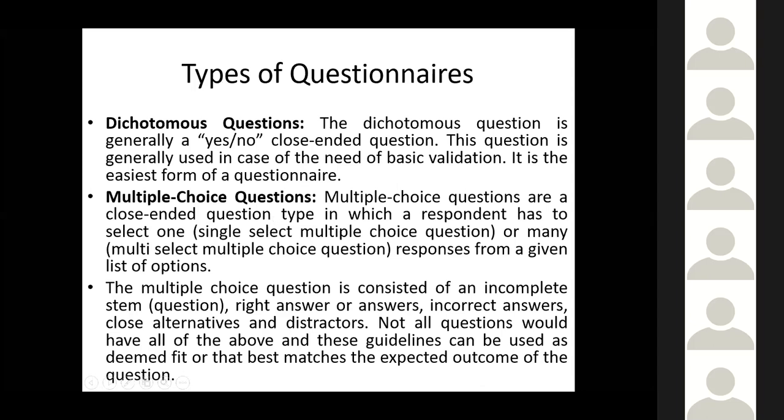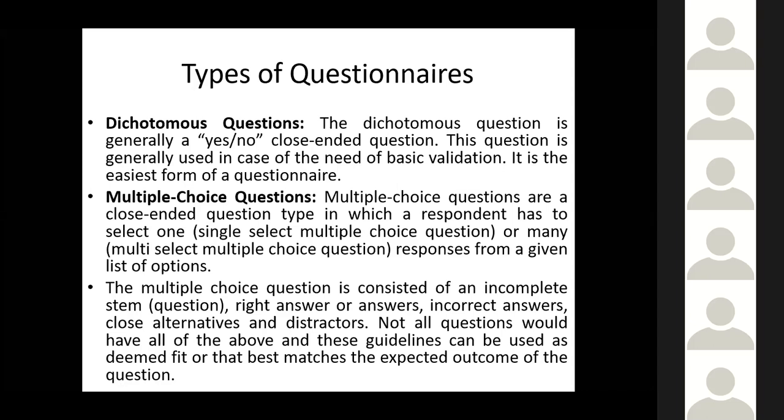The dichotomous question is generally a yes and no, close-ended question. This question is generally used in case of what? Need for basic validation. You want to validate the information, so you ask a yes or no question. So it is the easiest form of questionnaire that you can see. You either go for yes or you either go for what?